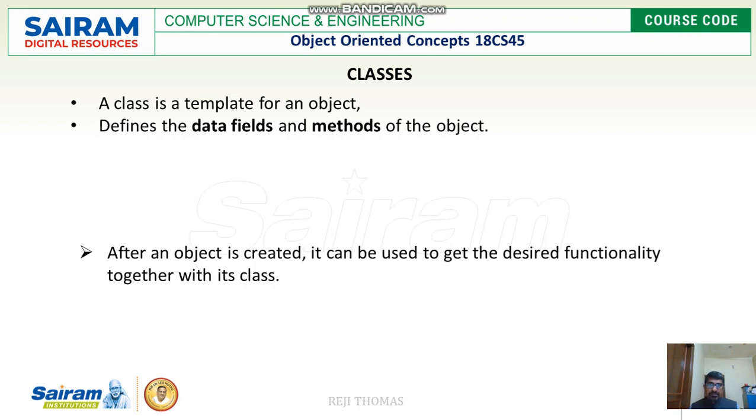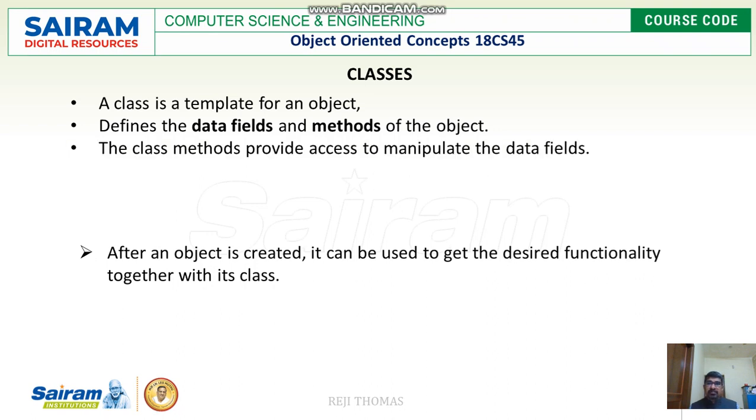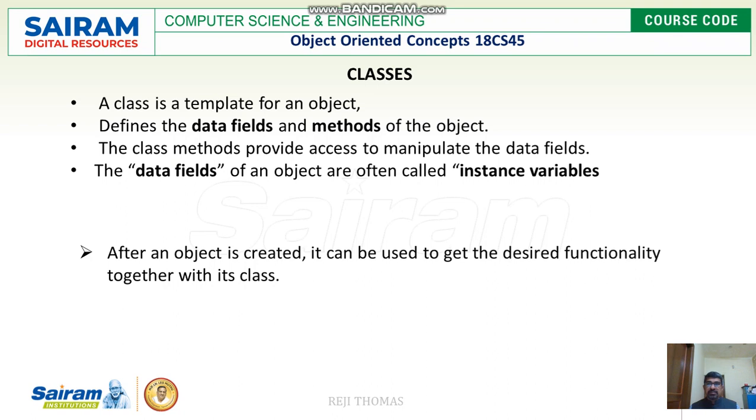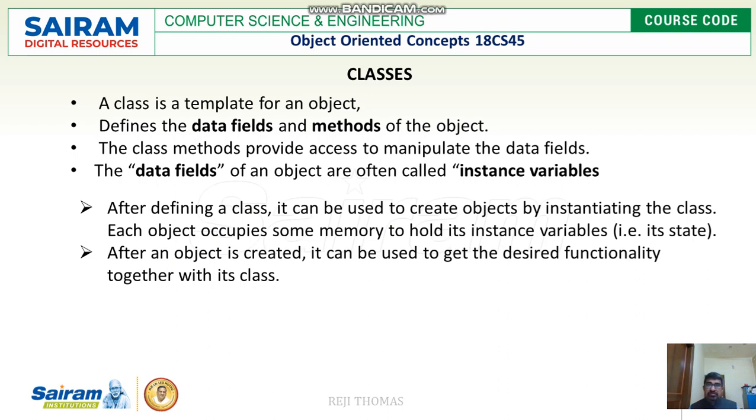So as I told, class is going to give you a template. So what we can do is we can access the data members using the member function. So data field is also known as instance variable. So please do remember we call it as data members or instance variable, which has got two names. A class, once it is defined, is used to create objects, and we call it as instantiating the classes.